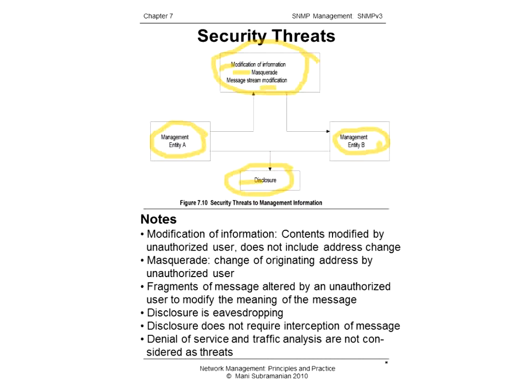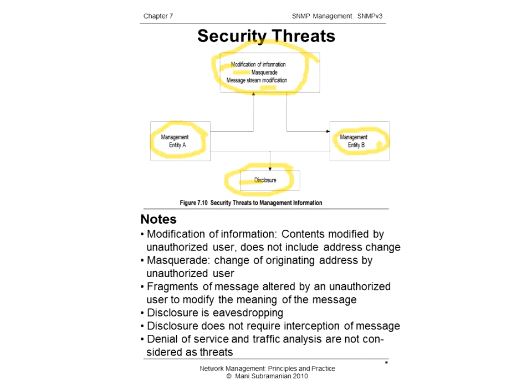And finally, we have disclosure of management information. The message needs to be intercepted for this, but it is just eavesdropping. For example, the message stream of accounting could be monitored by an employee with a TCP/IP dump procedure, and then the information could be used against the establishment.